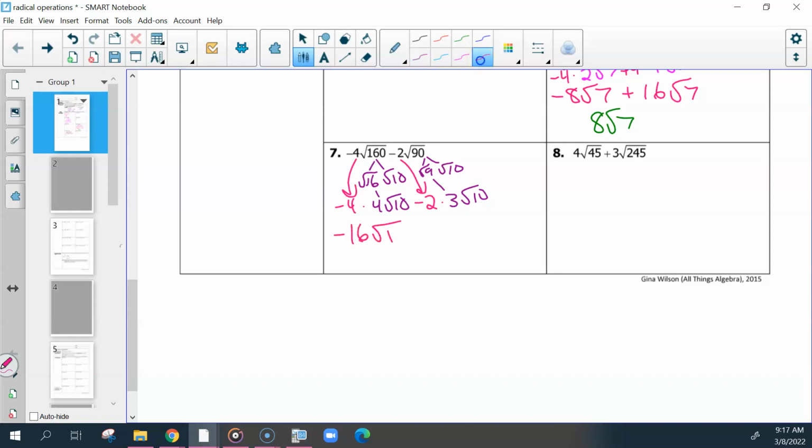Negative 16 times the square root of 10 minus 6 times the square root of 10. What would our simplified answer be? Negative 22 times the square root of 10. Okay, move on to the next page.